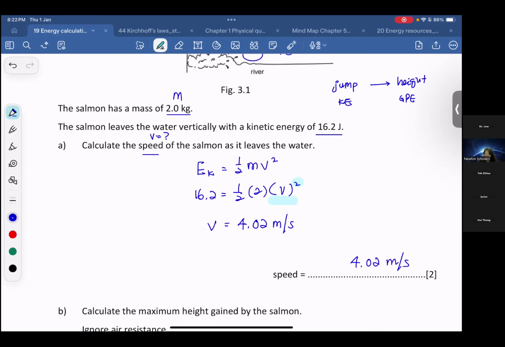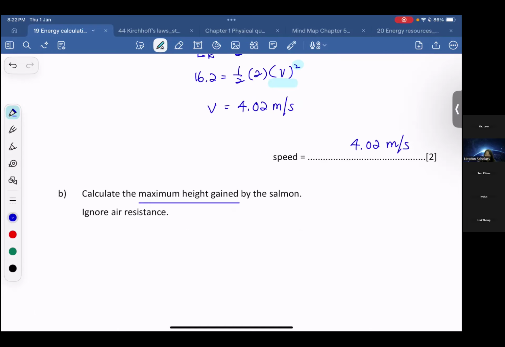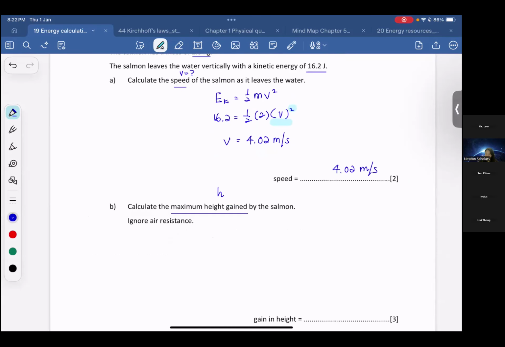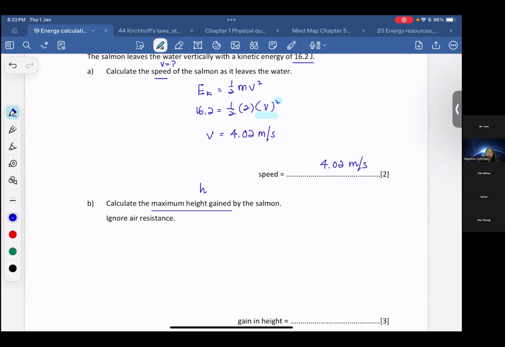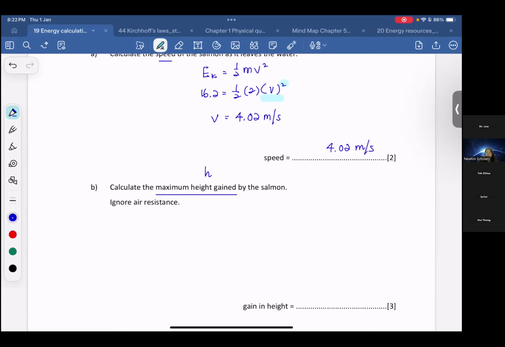4.02 meters per second. Okay, can you calculate the maximum height? What is your maximum height? Can you try? Maximum height is related with what energy? So this is a conversion of energy. Try and then tell me your answer.